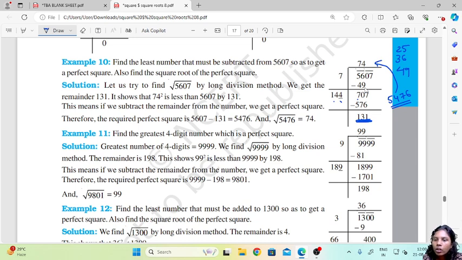So when you do long division method, you get both the answers in the problem itself. When you do the division, you get the answer itself. So if you are not getting a remainder 0 over here, in that case the answer below that you get is the one you have to subtract from the main question, so that you get a perfect square number, and then the number that you get on top is the square root of that given number.